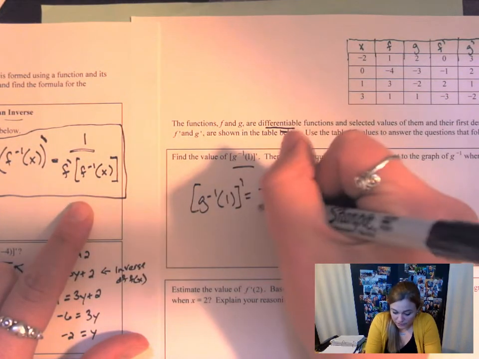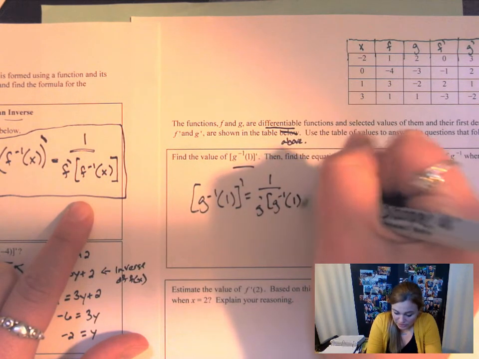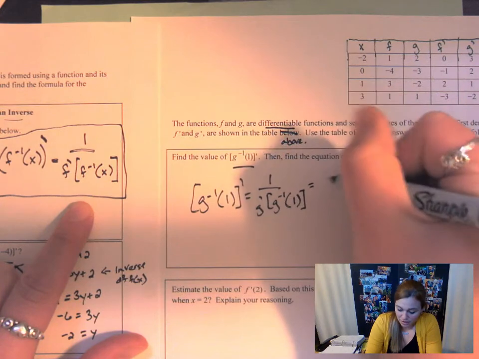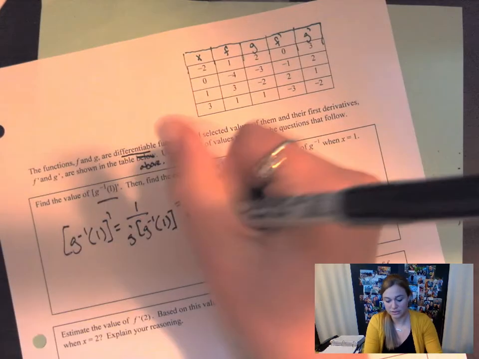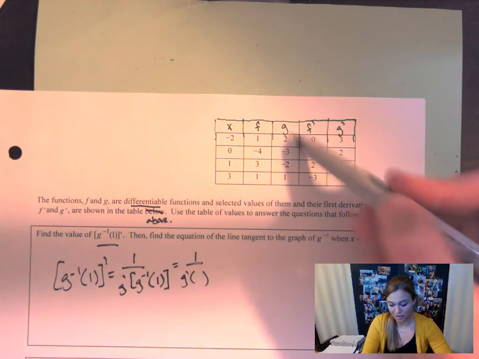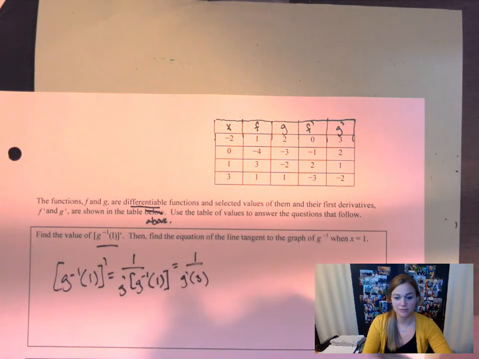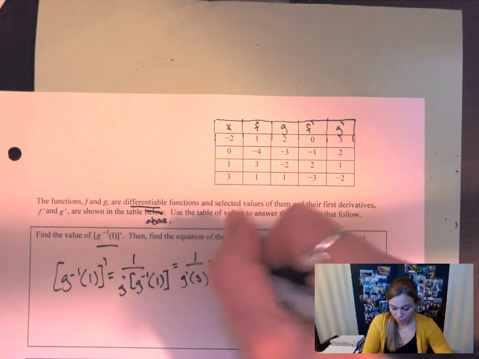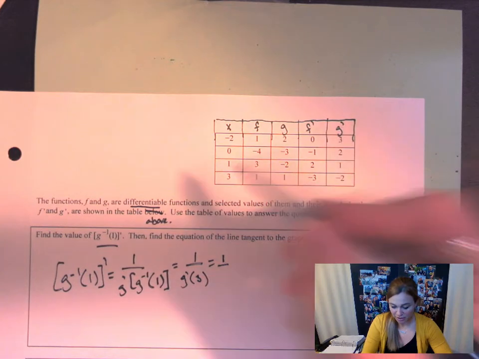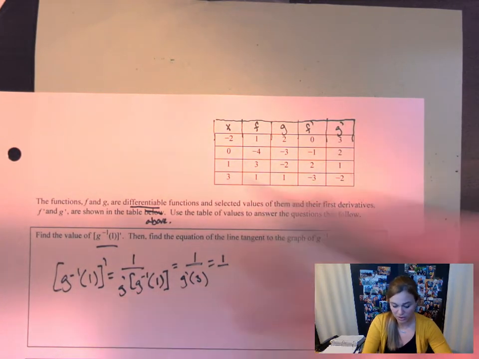1 over G prime of G inverse of X, or in this case 1, which I would get 1 over G prime. G inverse, again, I don't have a G inverse here, so I'm going to look at G. I'm going to look where the Y value is 1, and I get 3 as my X value, or my G inverse of 1. 1 over G prime of 3. G prime of 3, this is just typical, so look at the X value, and then go to the Y.